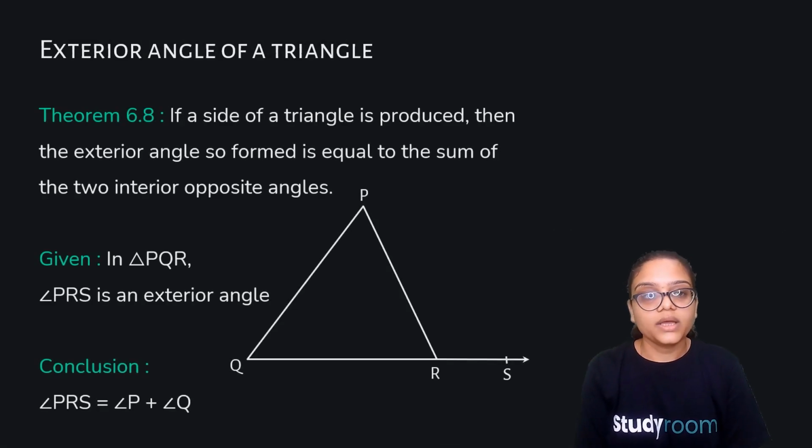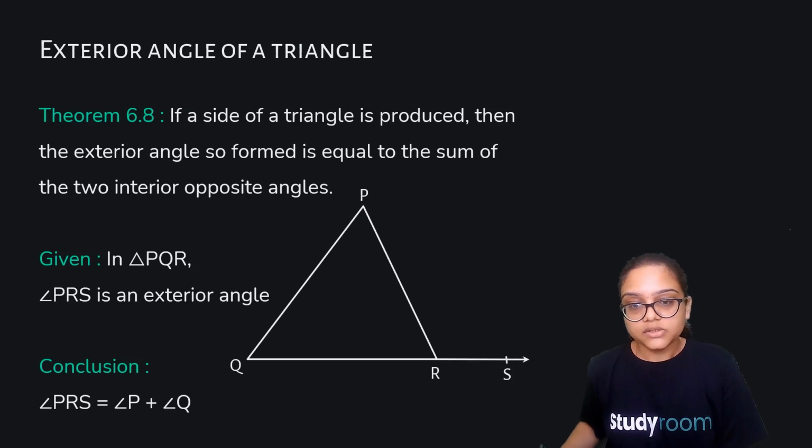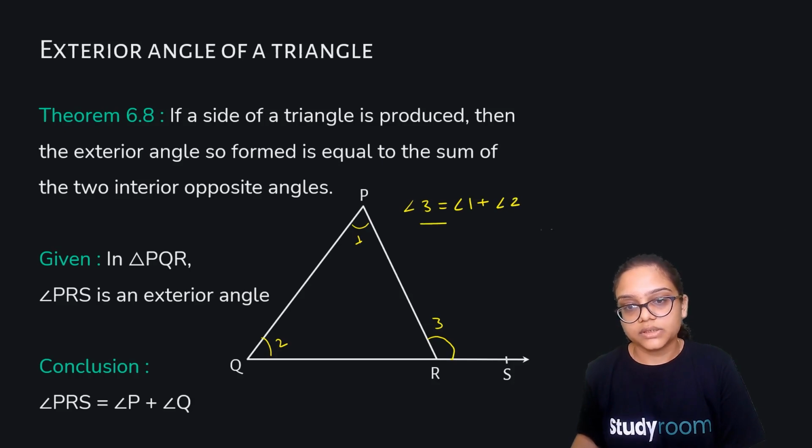Correct? Now, the exterior angle of a triangle. If a side of a triangle is produced, then the exterior angle so formed is equal to the sum of the two interior opposite angles. So, this angle, angle 3, would be equal to angle 1 plus angle 2. This property states that.